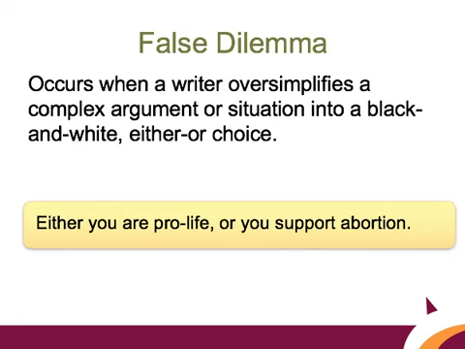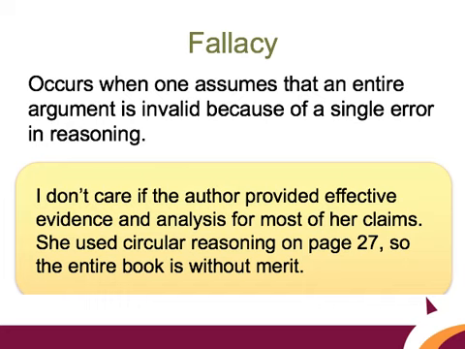False dilemma occurs when a writer oversimplifies a complex argument or turns it into a black and white either-or choice, either binary, right? Again, that's not fair. You've been writing these papers, you realize things are never that simple, right? And to make them that simple is wrong. Okay, fallacy occurs when one assumes that an entire argument is invalid because of a single error in reasoning. Just because someone makes one small mistake doesn't mean that their entire argument is wrong, right?